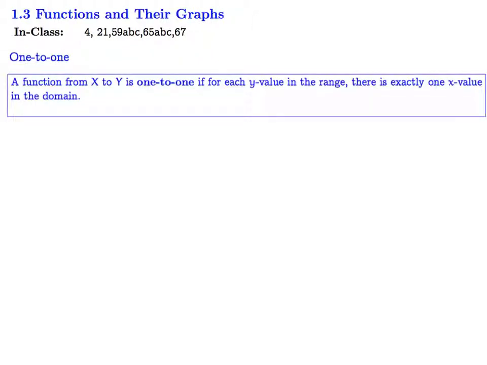Our next vocab word is one-to-one. We're going to say a function from x to y is 1 to 1 if for each y value in the range there's exactly one x value in the domain. That is, we don't want repeats. The big key word here basically is unique output from our function. So let's look at an example.